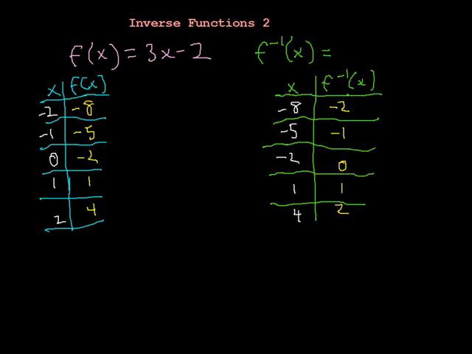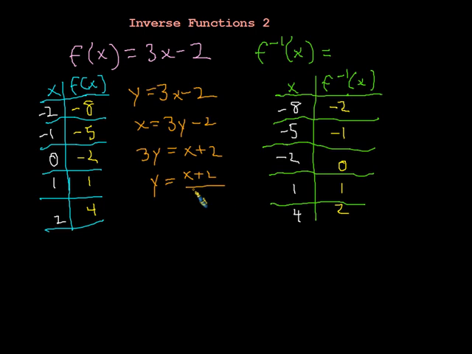If we change f of x to y, it's y equals 3x minus 2, and then switch x and y, so x equals 3y minus 2. Then I'm going to move the 2 to the other side, so it'll be 3y equals x plus 2. Then divide both sides by 3, and I get y equals (x plus 2) divided by 3. Finally, don't forget our last step: we'll change that to the inverse of f of x. Again, that's (x plus 2) divided by 3.